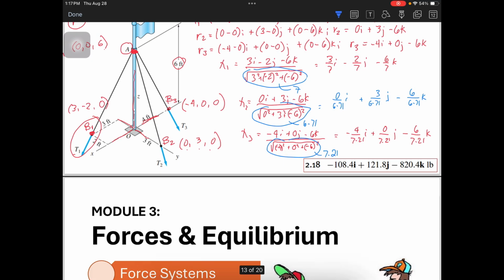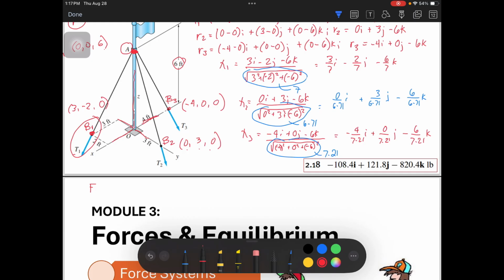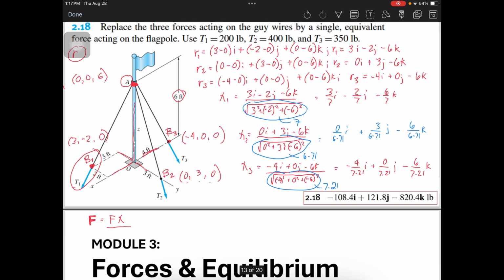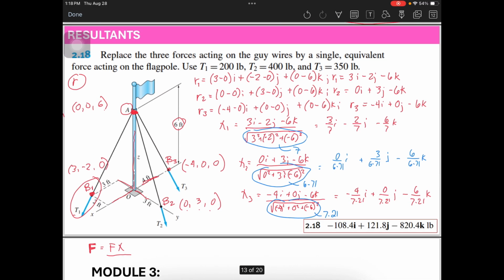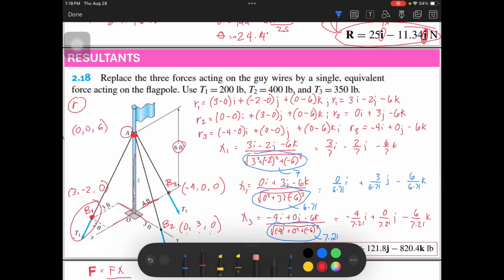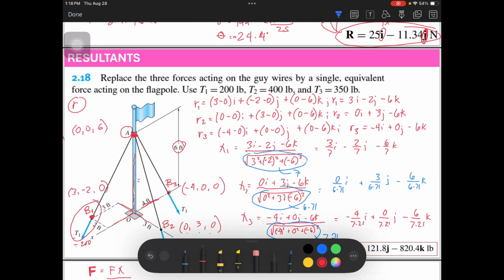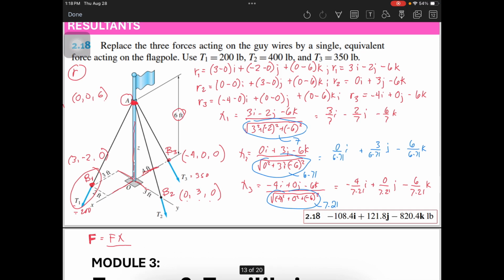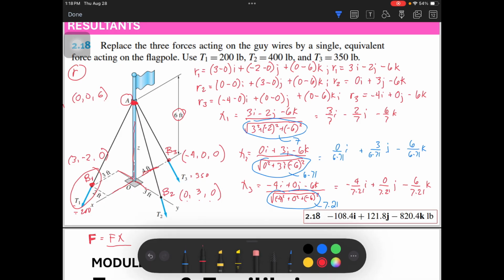Next, let us apply the formula that vector F is equal to the magnitude of the vector times lambda, para makuha natin yung rectangular form ng force. So for T1, ano ang T1 natin nga ba? T1 is 200 pounds, T3 is 350, and then our T2 is 400.